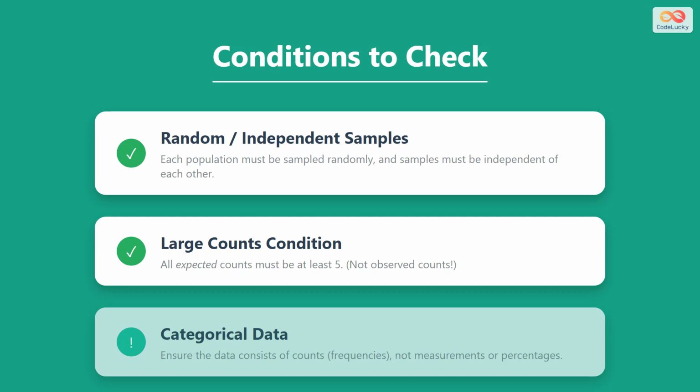We cannot trust our results unless specific conditions are met. First, the data must come from random, independent samples. Second, we must satisfy the large counts condition. This means all expected counts, not observed ones, must be at least 5. If expected counts are too small, the approximation used by the chi-square test becomes inaccurate.